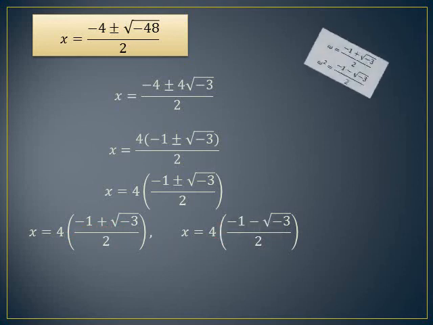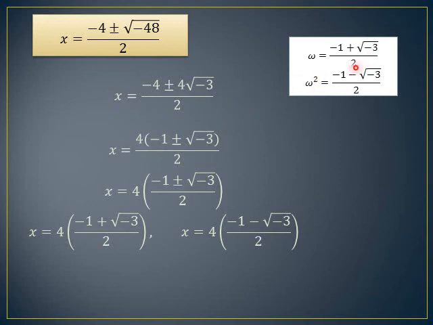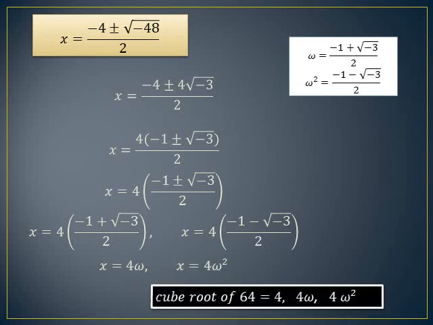What is the value of minus 1 plus under root minus 3 by 2? It is omega, and the value of minus 1 minus under root 3 by 2 is omega square. So 4 will remain the same, and the bracket will be replaced with omega. Again 4 will remain the same and the bracket will be replaced by omega square. That is the end. We are having 3 values. All those 3 values represent the cube root of 64, which are 4, 4 omega and 4 omega square.